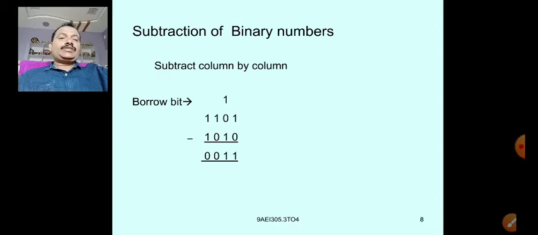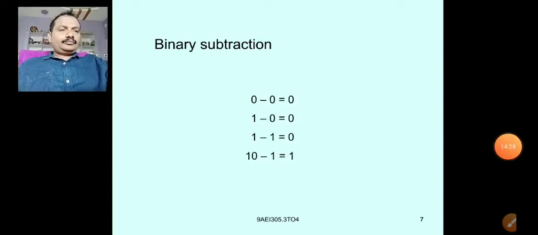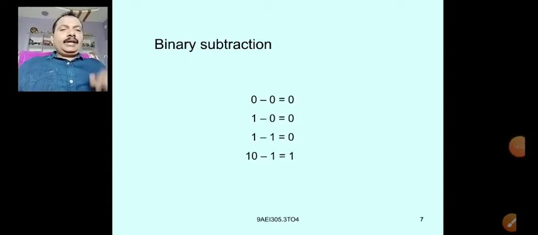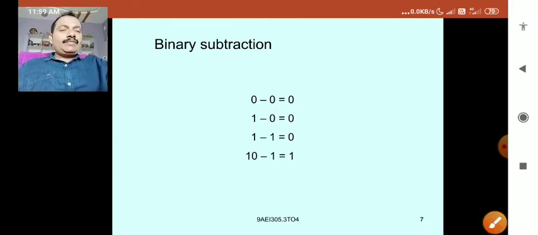For example, let us take this. Here 1 minus 0 is 1. 1 minus 0 is 1. That you have to remember. And next, let us see one example.